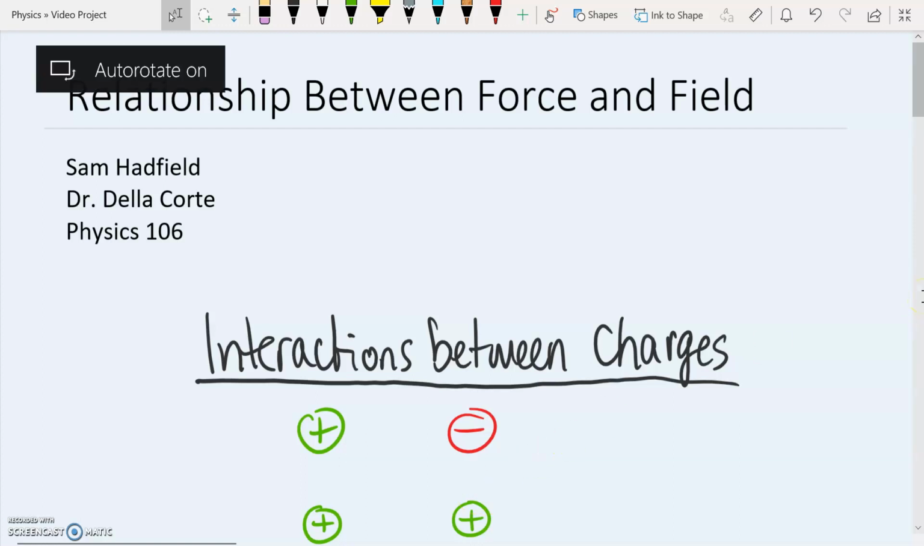All right, welcome everybody. Today, this is Dr. De La Corte's class, Physics 106, and today we're going to be talking about the relationship between force and field.